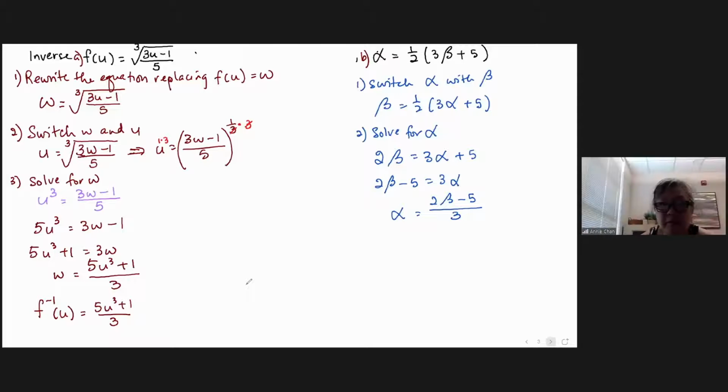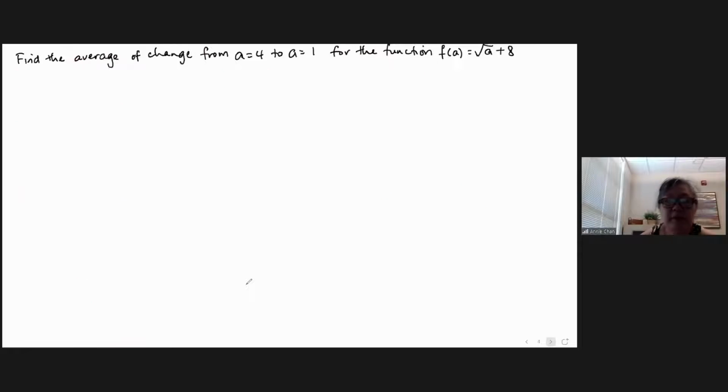Screenshot done? Okay. Find the average rate of change from a equals 4 to a equals 1 for the function f of a equals square root of a plus 8. Oh boy. What is the general formula for average rate of change?